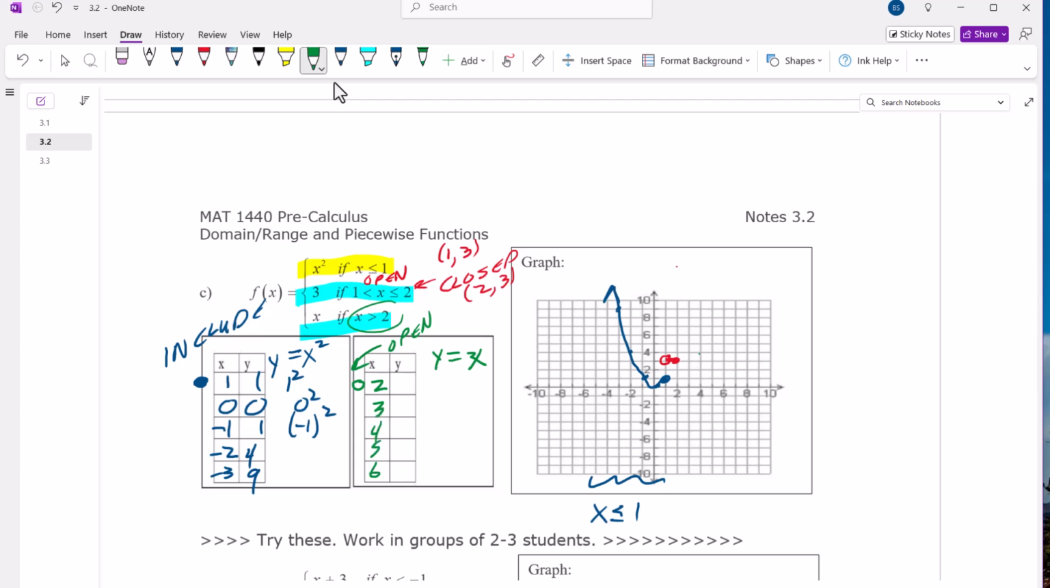Okay, if y is equal to x, then x and y are the same number. So to plot these points, you'll have 2, 2 that will be open, and then 3, 3, and so forth like that. So that graph goes on like that. So again, this graph here is when x is greater than 2. So you have 3 distinct graphs.